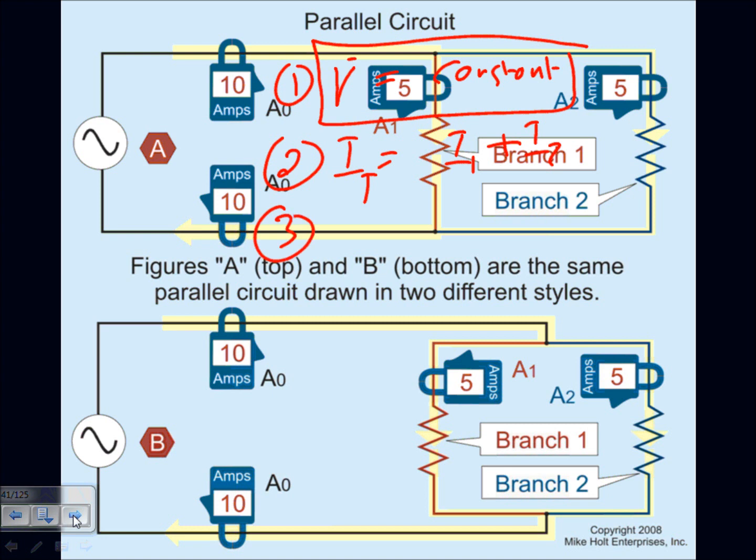Number three, power. P total equals P1 plus P2 plus P3. The power adds up. Every time you plug in one of these printers and start working it, you start consuming more power out of the system. Okay, one, two, three, four: we have multiple paths, as you can see.